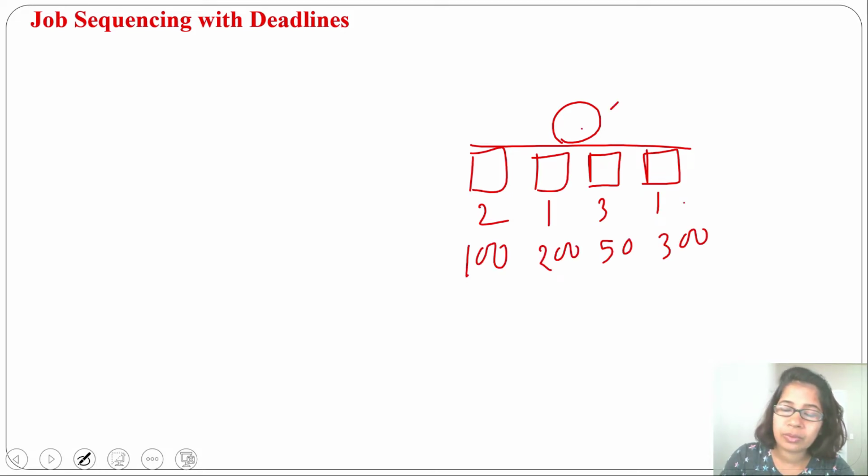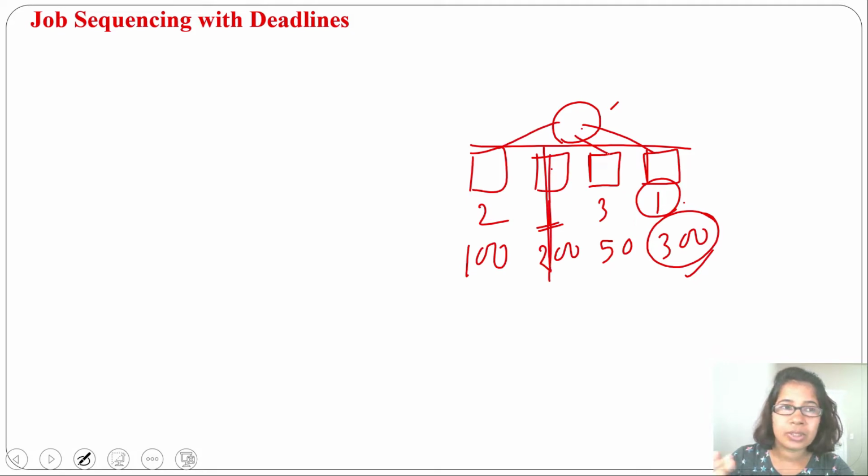So what will he do? He will pick the job that is more profitable, and it should be completed within the deadline. If it cannot be completed within the deadline, then he will not get the profit. So first he will choose this job as its profit is highest. Next, the second job, but it cannot finish with deadline 1, as in this slot this job has already finished, so it will skip it. Next it will pick this job, next this job. So that is job sequencing with deadline.